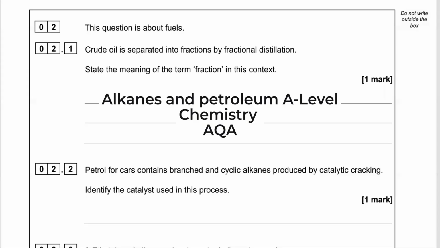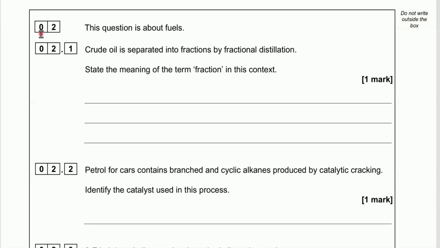We're looking at alkanes and petroleum for AQA chemistry. This is from 2023 AS Chemistry Paper 2. We're looking at question 2 here. And yeah, let's get into it. Make sure you pause the video after reading the question and having a go before unpausing and watching the walkthrough.